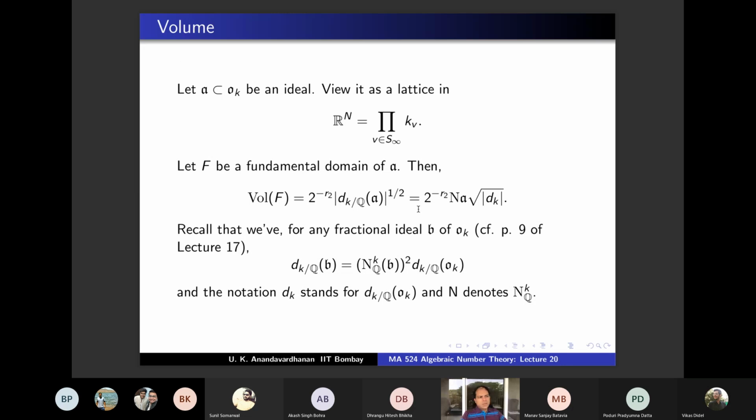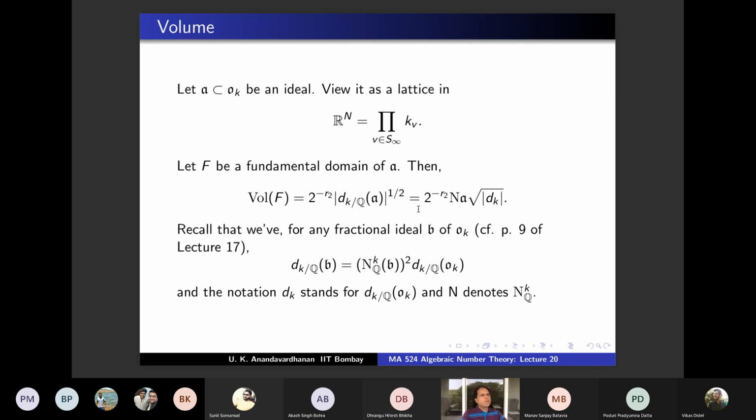What we defined is the discriminant for a set of n vectors, if K over Q has dimension n. If they are linearly dependent, it will be 0. If they are linearly independent, it will be non-zero.